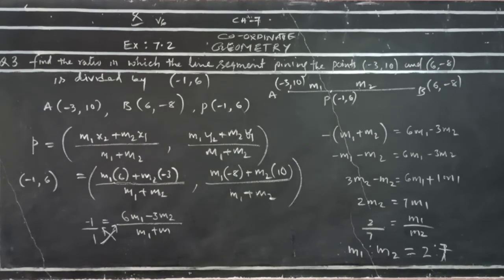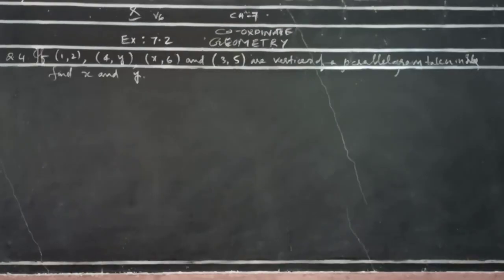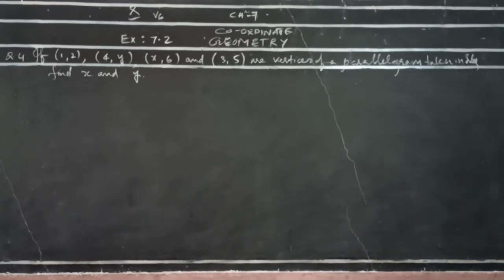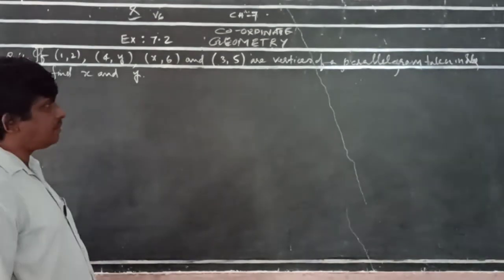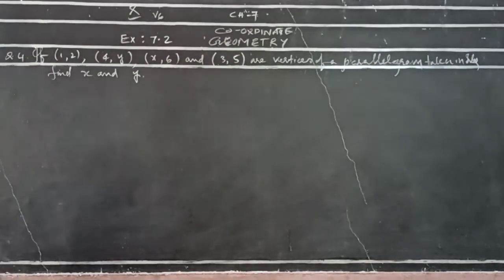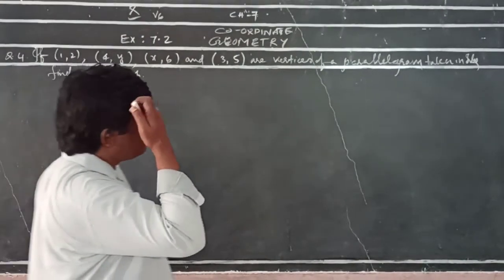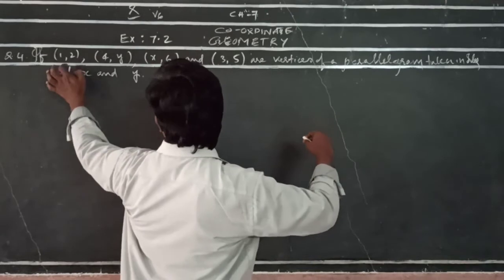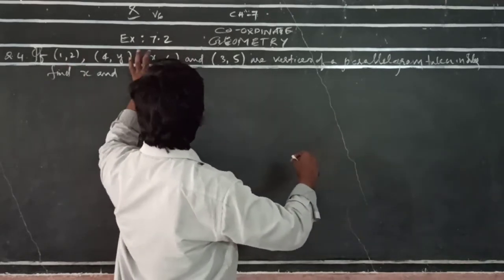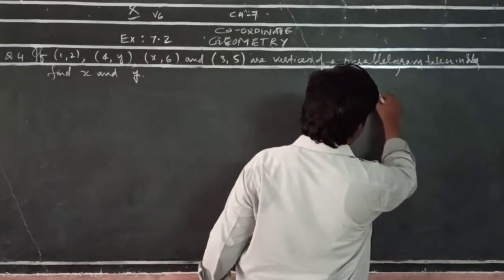Okay children, now the fourth question. What is the fourth question? If the ordered pairs (1, 2), (4, 5), (x, 6) and (3, 5) are vertices of a parallelogram taken in order, find x and y. So these are all taken in order, meaning A, B, C, D. What is the parallelogram? This is the parallelogram.